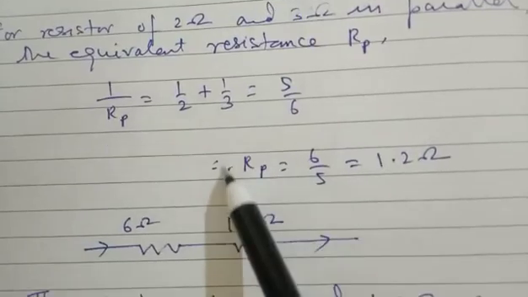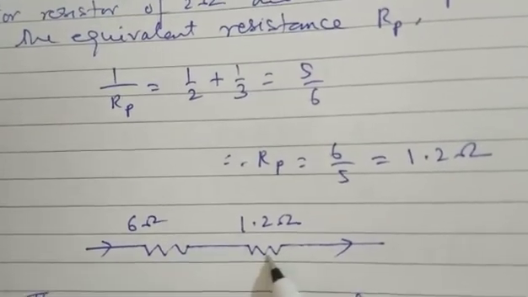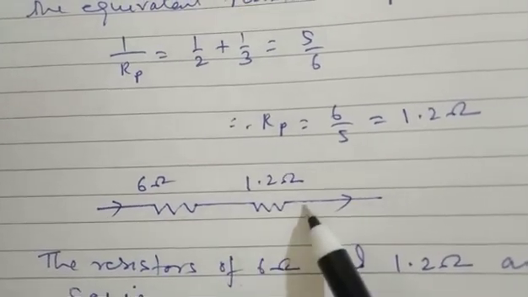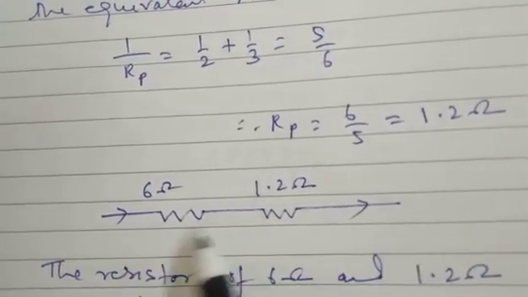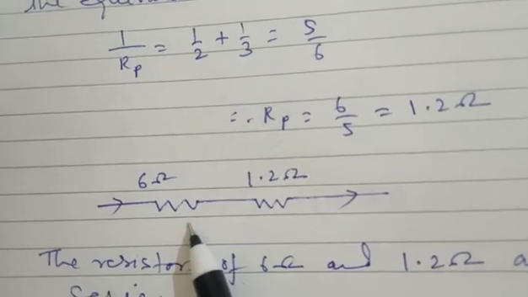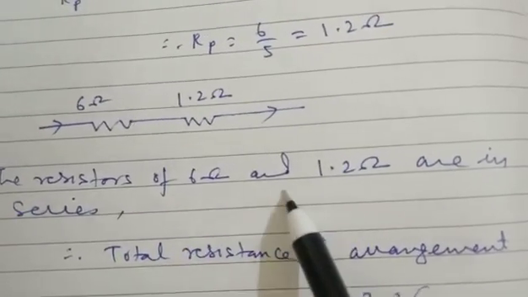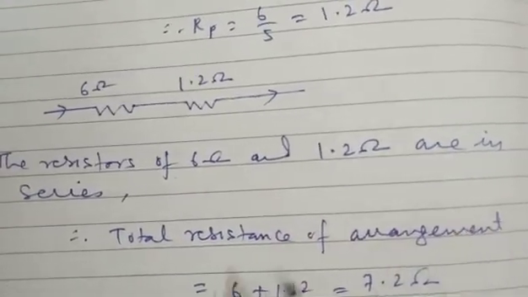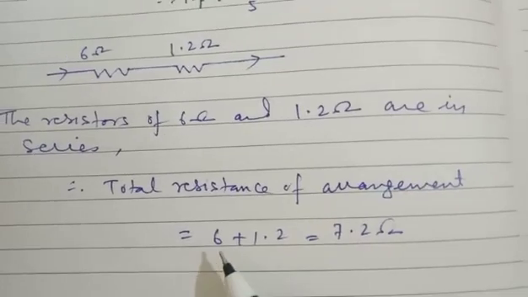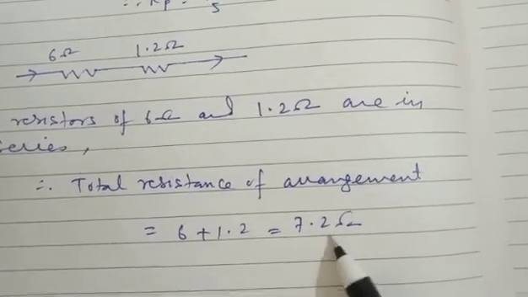Now, this Rp, that is 1.2, and the 6 ohm are connected in series because the same current is passing through 6 ohm and through the 1.2 ohm. So when the same current passes through two resistors, they are assumed to be connected in series. And so, according to the diagram, the resistors of 6 ohm and 1.2 ohm are in series. Therefore, the total resistance of the arrangement can be obtained by adding both the values, 6 plus 1.2, that is 7.2 ohm.